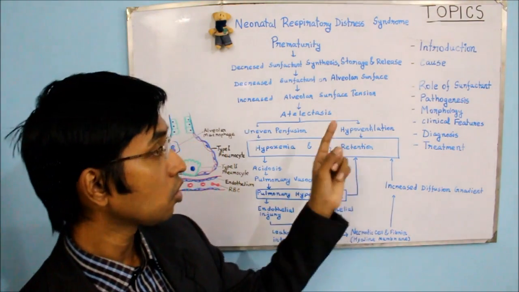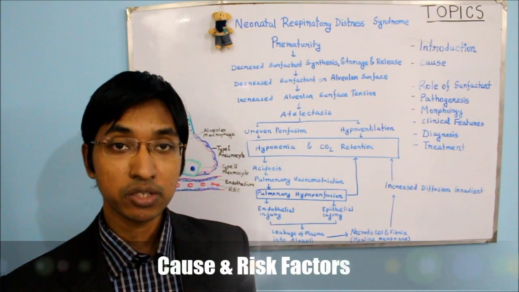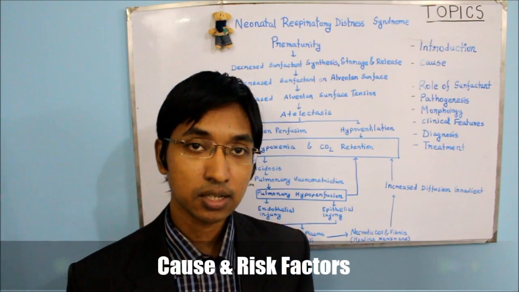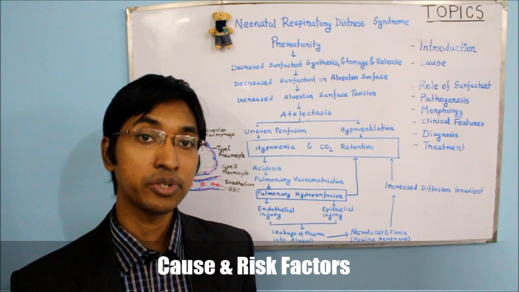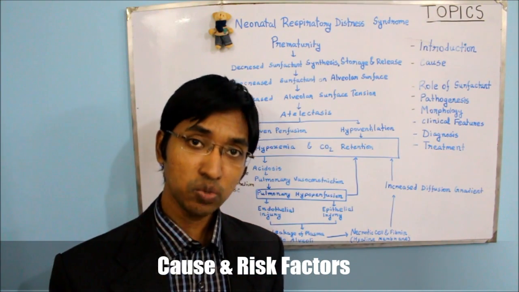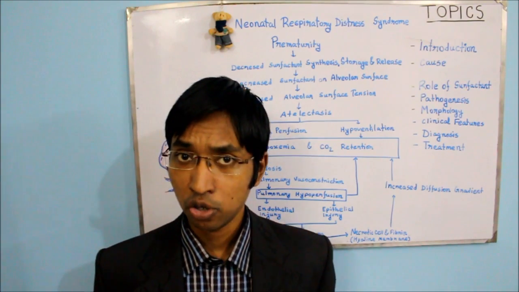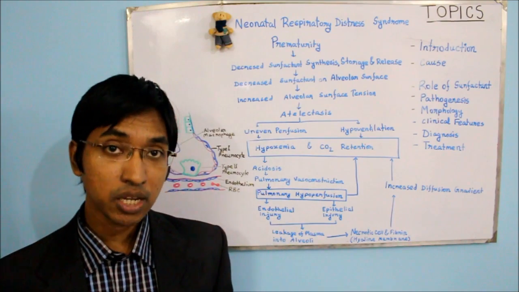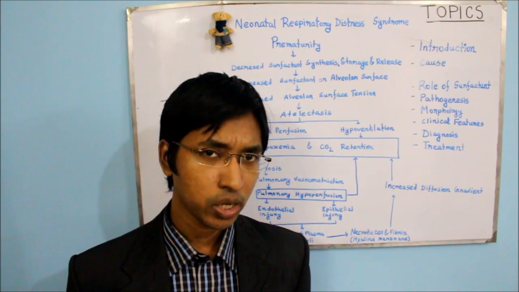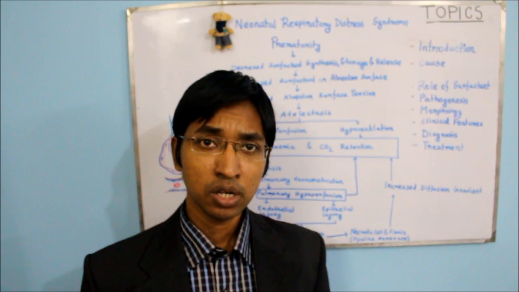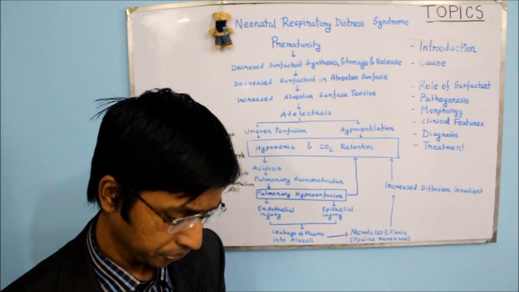So now that we have talked about the introductory points regarding this disease, we will move on and talk about the cause of this disease. And the cause is immaturity of the lungs. And that's why it is common among preterm babies. But one thing you have to remember is that although this is very common among preterm babies, sometimes it can also happen in full-term babies as well. But the most common incidence occurs in the preterm babies.